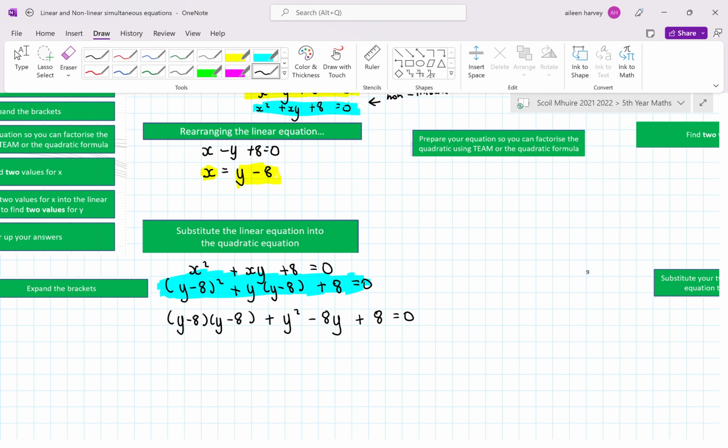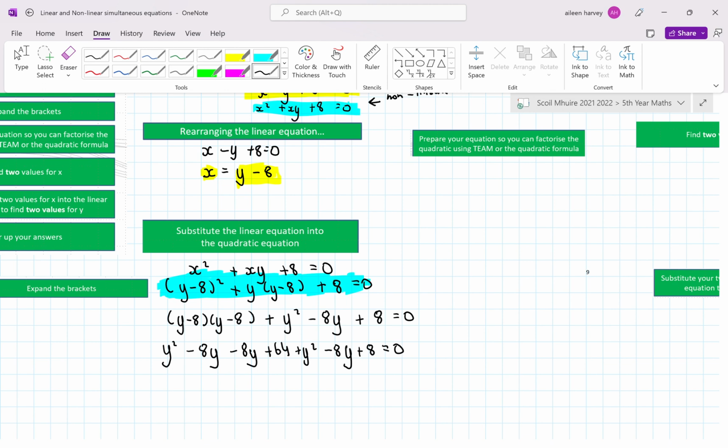Okay, let's keep expanding those brackets. So y minus 8 times y minus 8 gives me y times y gives me y squared. y times minus 8 gives me minus 8y. Minus 8y gives me minus 8y. Minus 8 times minus 8 gives me plus 64. That's plus y squared minus 8y plus 8 is equal to 0.